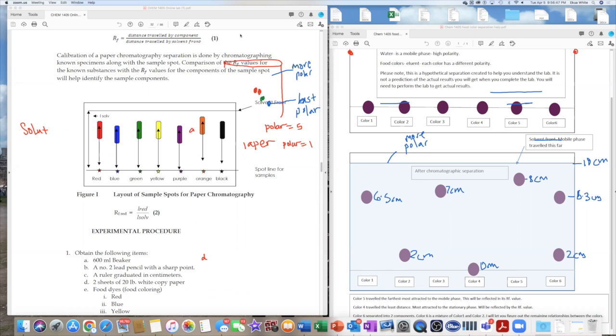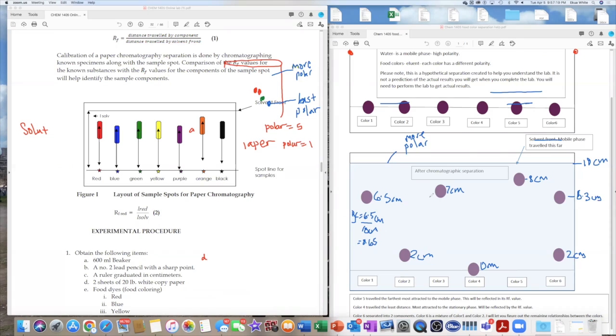Hopefully that makes sense, okay? So I provided numbers here to make sense of this. Let's see what we can get for our RF values. For this color number 1, my RF value equals 6.5, this distance traveled here, divided by the distance traveled by the solvent, which will be divided by 10. This is centimeters, horrible handwriting. My RF here is what?